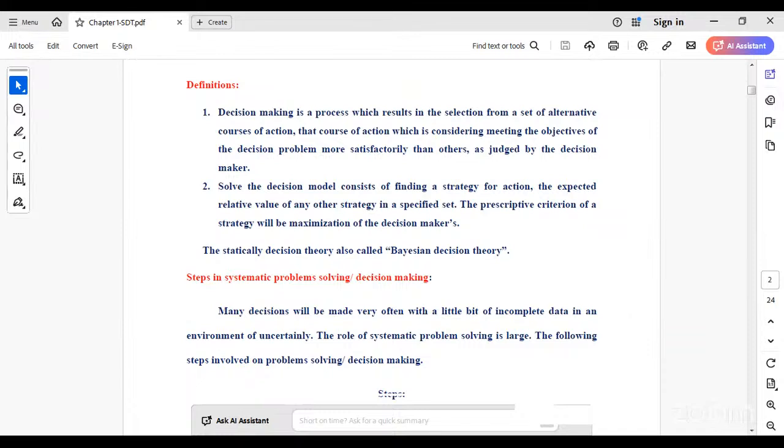The expected relative value of any other strategy in a specified set. The prescriptive criterion of a strategy will be maximization of the decision makers. Statistical decision theory is also called Bayesian decision theory. Okay, so here we'll see now the steps in solving the problem or decision making.